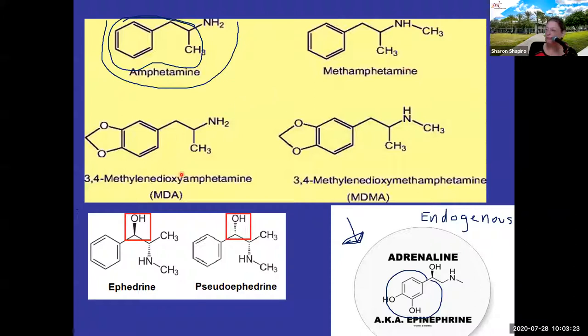And then MDA, which was sometimes called Adam, not really abused as much, but then they figured out they could take basically the amphetamine molecule and stick this little group of atoms on, and it became MDA, and it had its own psychoactive effects, and it crossed the blood-brain barrier pretty well. But then they figured out they could take the methamphetamine and put that little hat on it, and that made 3,4-methylenedioxymethamphetamine. See, this is methamphetamine, same methamphetamine. This is MDMA, that's Molly. That's ecstasy.